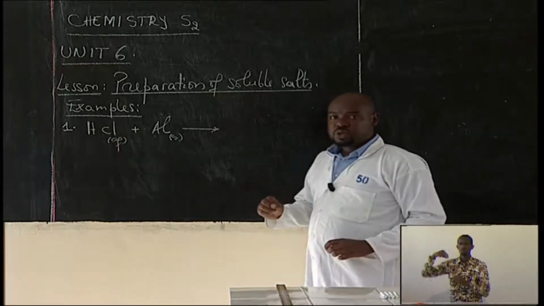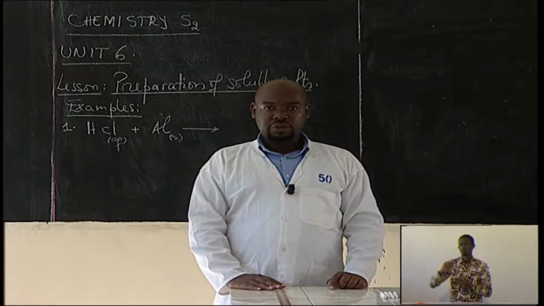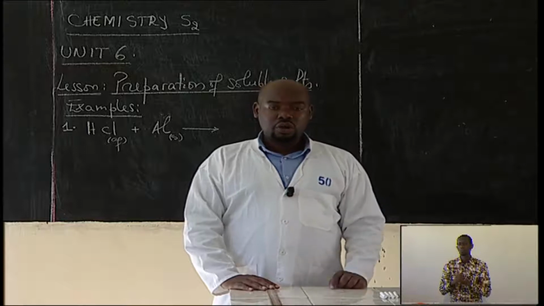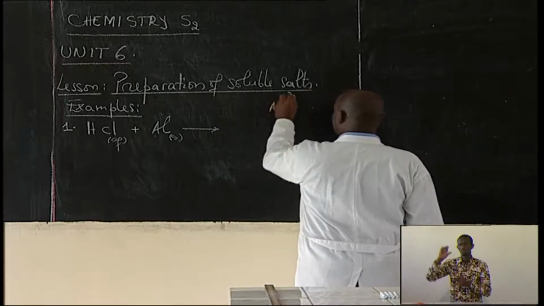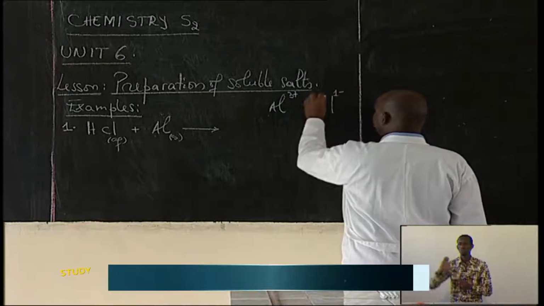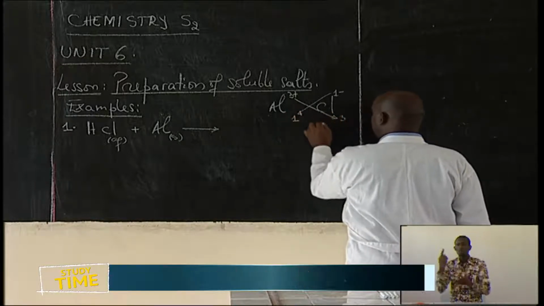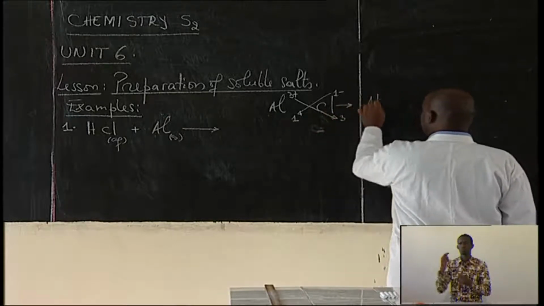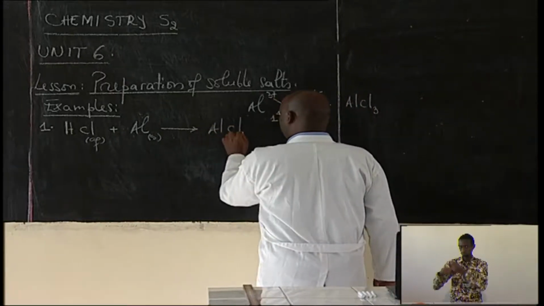Now, what do we produce when aluminium combines with chlorine? Here you should remember the valence of aluminium cation and that of the chloride ion. So aluminium cation has a charge of 3 positive, and chloride ion has 1 negative. So if we cross the values, what do we get? We get 1 here and 3 here. And the compound we form from this will be aluminium chloride, like that. So we produce aluminium chloride.